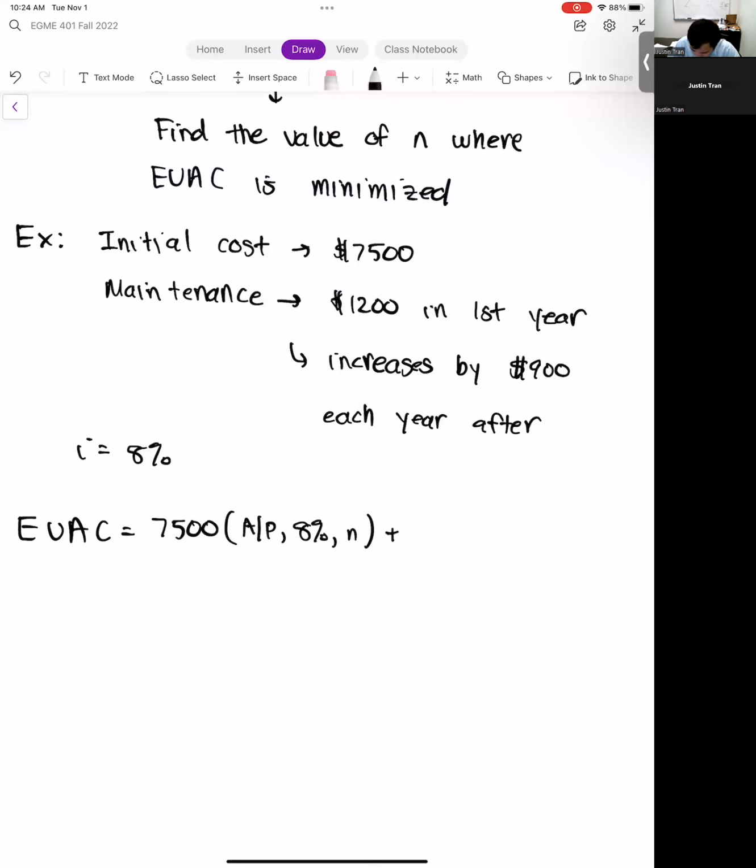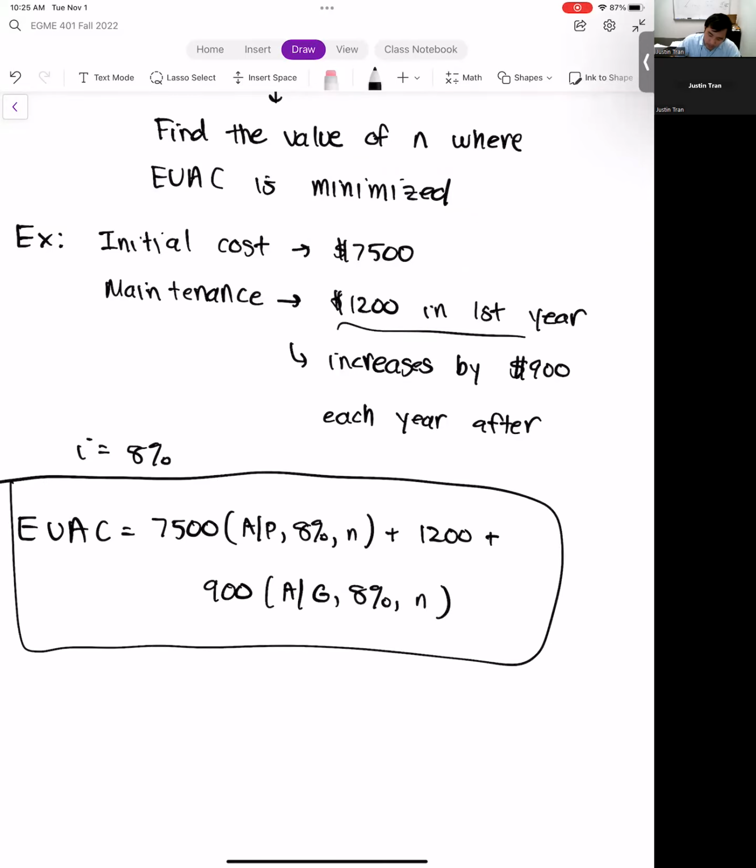Then we have the yearly maintenance cost, the flat amount, and that is $1,200. That's already in uniform series format, so we don't have to convert it. And then we have the $900, which is the increase. Remember, an increase is always represented as a gradient, so we're going to have A over G, 8%, and n.